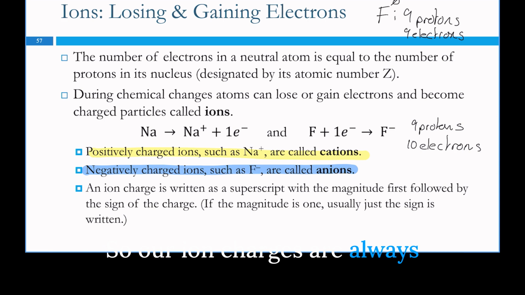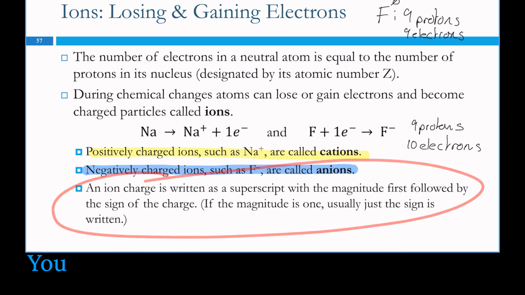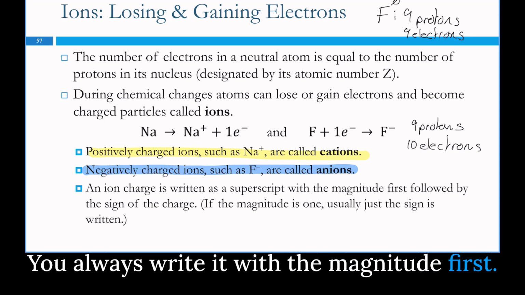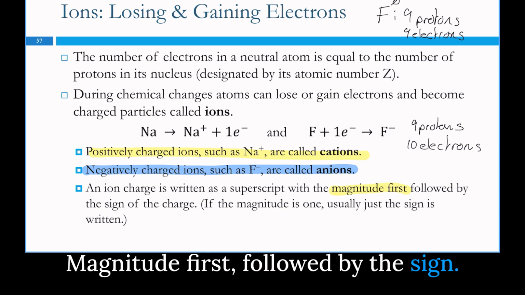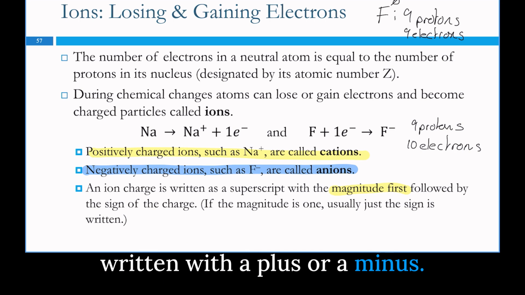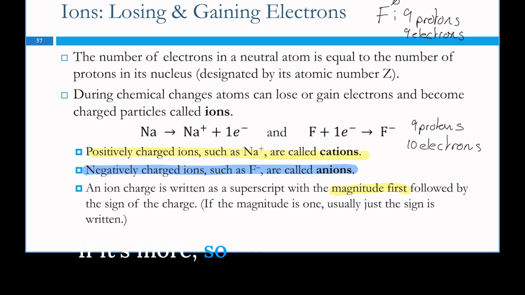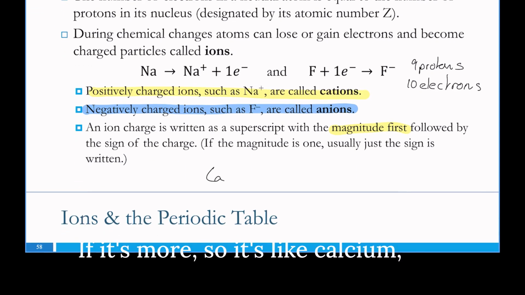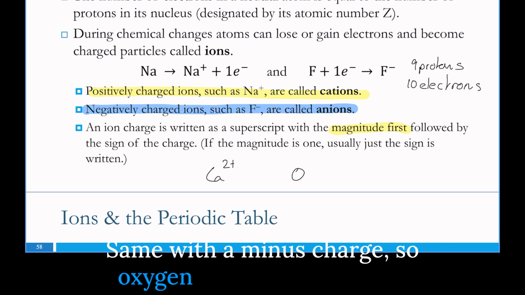So our ion charges are always written as superscript, and this is something to watch out for. You always write it with the magnitude first, followed by the sign. So right here I just wrote them with a plus or a minus. If it's 1, you just leave the magnitude off. If it's more, like calcium, and calcium forms a 2 plus charge, you put the 2 first and then the plus second. Same with the minus charge, so oxygen would be a 2 minus.